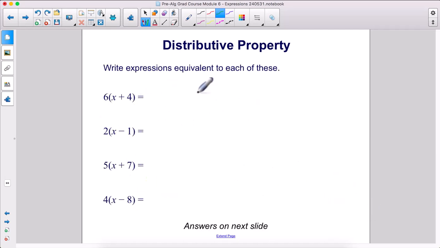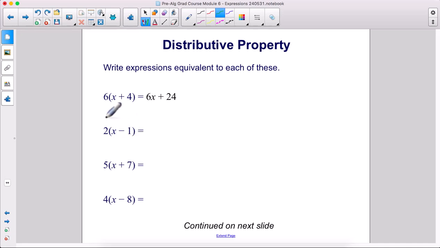Write expressions equivalent to each of these. All right, 6 times x plus 4. So first we have 6 times x, which is 6x, then a plus sign, then 6 times 4, which is 24.